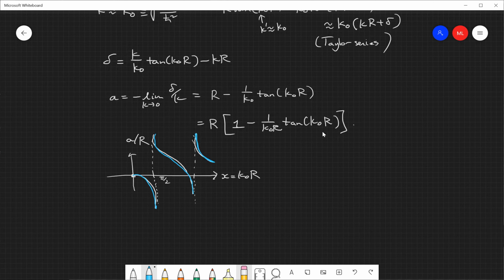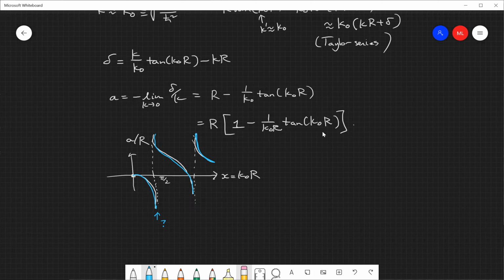Now, what do you guys think happens at this point? Why would the scattering length diverge there, and what could it represent physically? Does it just mean that it's not scattering, so it's bound? Yeah, exactly. It means that it's bound.